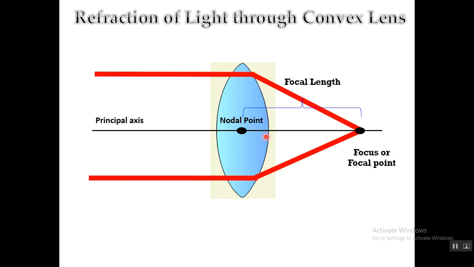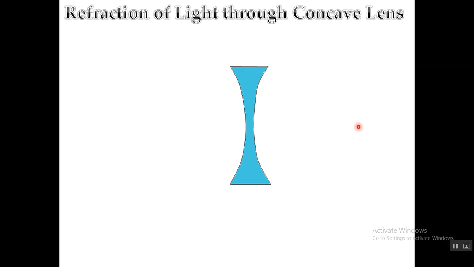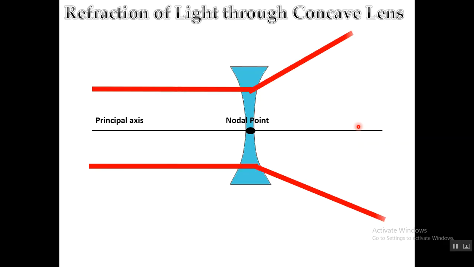The distance between the focal point and the nodal point in the lens is called the focal length. Again, the focal length is the distance between the nodal point and the focal point. This is the refraction of light in a convex lens. In a concave lens, when the light passes through, it will diverge. Diverge means it has a virtual, not a real focus in front of the lens, not behind the lens. So the convex lens acts as a positive lens, but the concave lens acts as a minus lens.